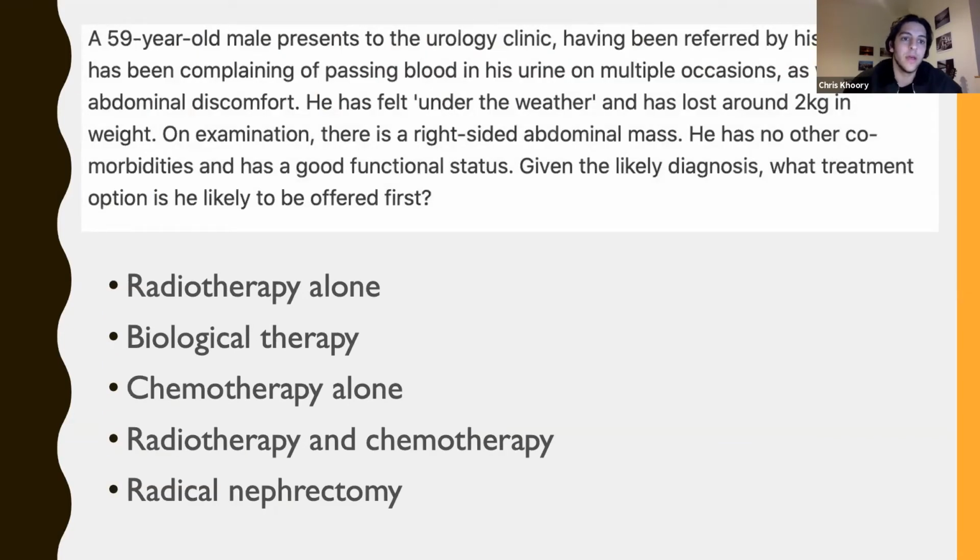Next question. A 59-year-old male presents to the urology clinic, having been referred by his GP. He has been complaining of passing blood in his urine on multiple occasions, as well as abdominal discomfort. He has felt under the weather and has lost around 2 kilograms in weight. On examination, there is a right-sided abdominal mass. He has no other comorbidities and has a good functional status. Given the likely diagnosis, what treatment option is he most likely to be offered first?